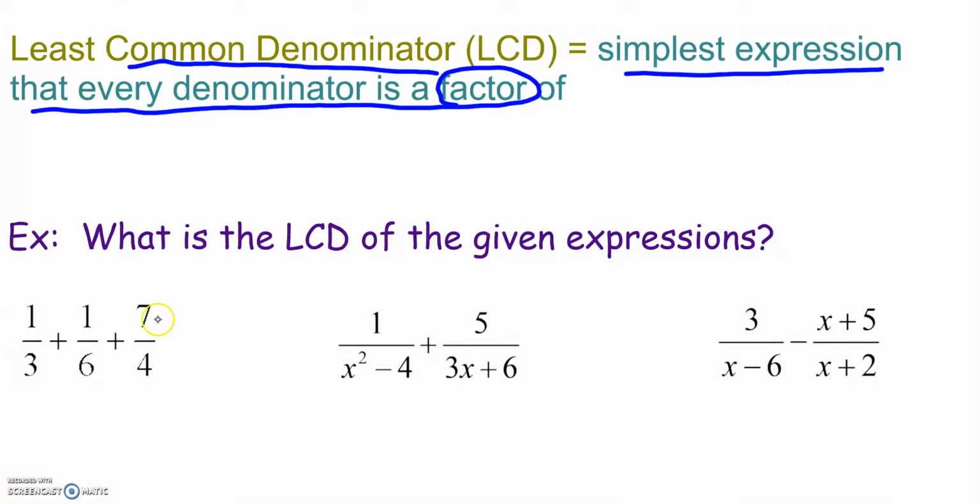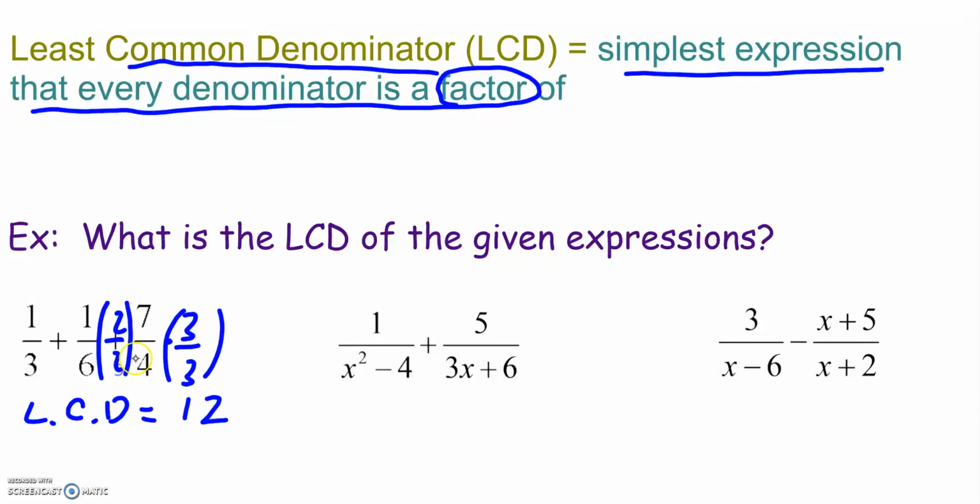So something you're probably used to is like this first example. If I'm adding these fractions together, I need to think about the first number that these all multiply into, or the simplest expression that all three of these are a factor of. So think about that. What is the first number that these three numbers all multiply into evenly? If you're thinking 12, I agree with you. So if you were to actually get a common denominator, you would need to multiply each fraction by what it needs to get 12. So you'd multiply this one by 3 over 3, this one by 2 over 2, and this one by 4 over 4.